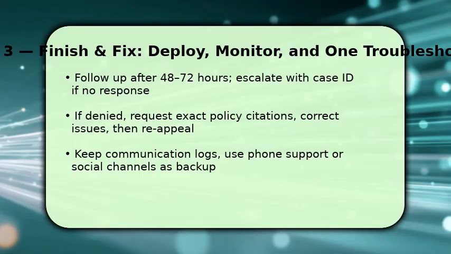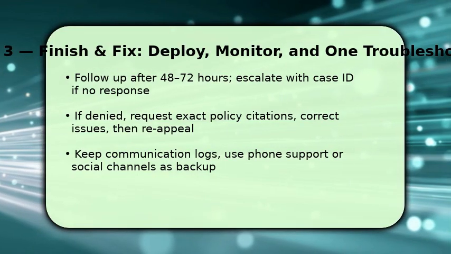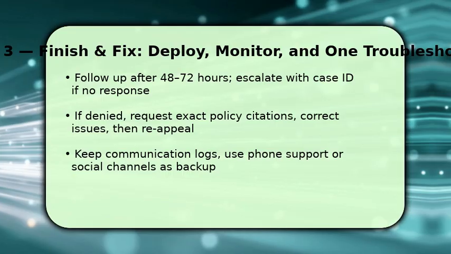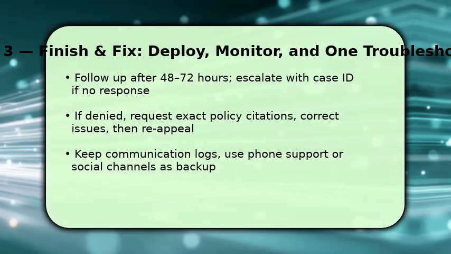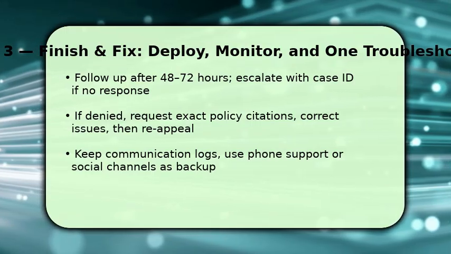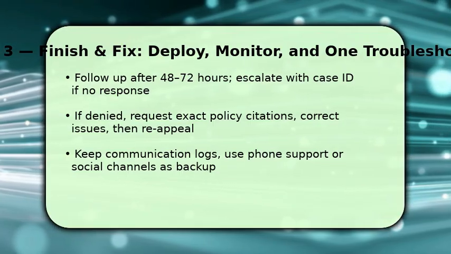You finish by actively following up. If you haven't heard back in 48 to 72 hours, contact eBay with the case ID and request a status update. Once resolved, confirm account function and monitor for alerts. If your appeal is denied, ask for the exact policy citation, fix the specific violations, and submit a focused re-appeal.